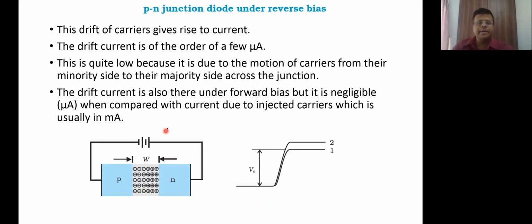Okay, going ahead now. As I've said before, the drift current is going to be a very small value. It's going to be in microamperes, so 10 raised to minus 6 amperes. And that is because this current of drift is due to the minority charges, and these minority charges are very less. So that is the reason why it's in microamperes.